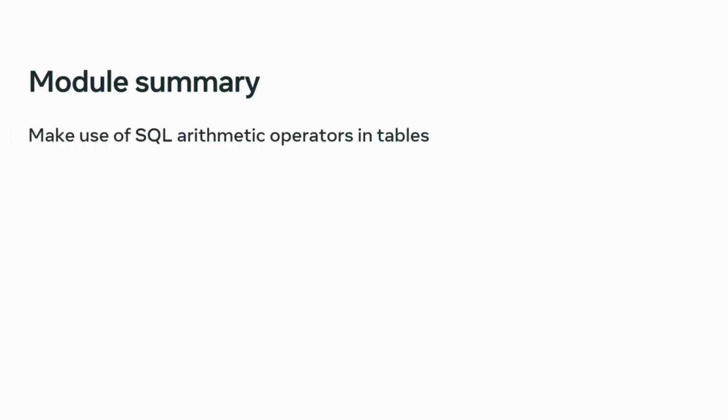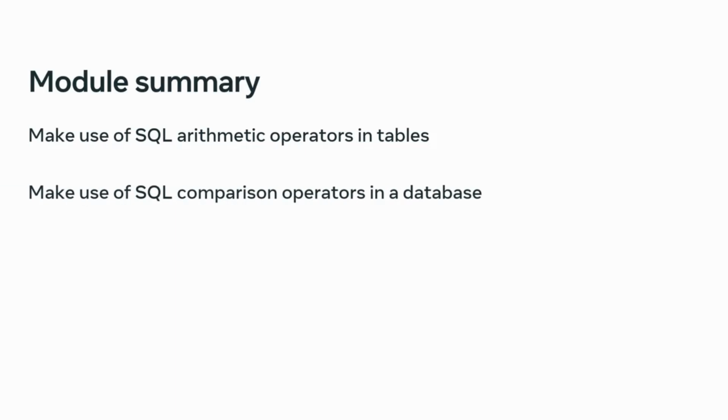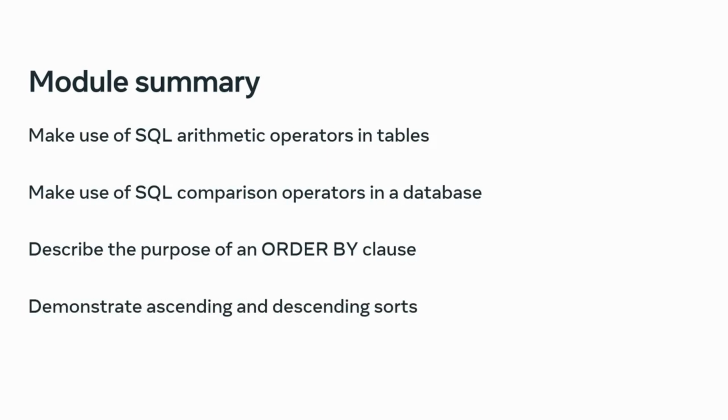You might remember that SQL operators can accomplish tasks such as arithmetic and comparisons. Data can be filtered using the where clause and sorted using the order by clause. Just to finish up, let's recap the key points of this module. Here at the end of this module, you should now be able to demonstrate the SQL arithmetic operators in tables, demonstrate the SQL comparison operators in a database, describe the purpose of an order by clause, and demonstrate ascending and descending sorts by single and multiple columns.